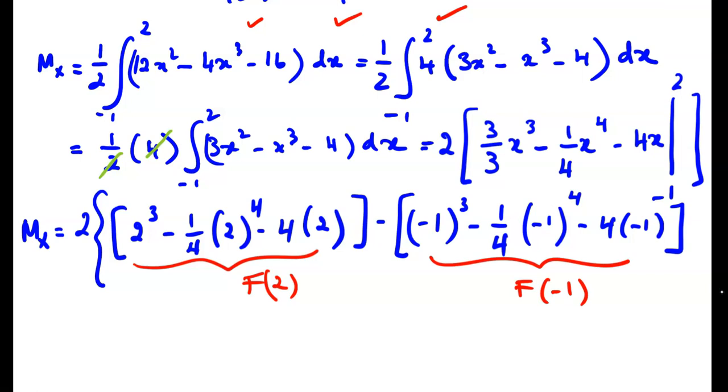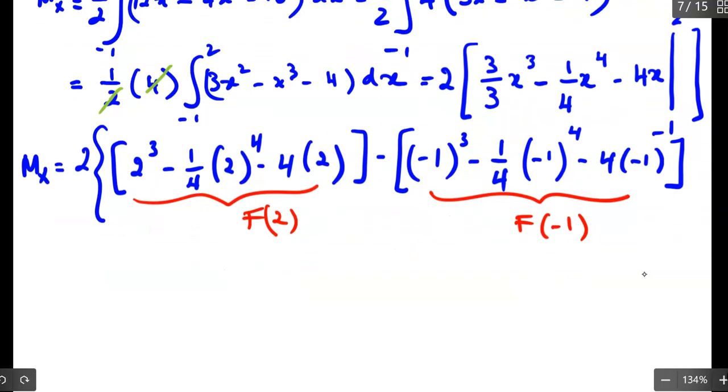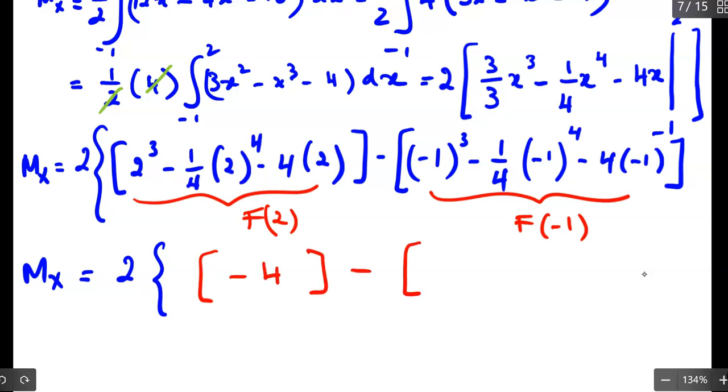So minus 1 cubed, that, minus 1 to the exponent 4, 4 minus 1, and M(x) is equal to 2. And this part here is in fact equal to minus 4. And this part here is in fact equal to 11 over 4. Okay, I will let you use your calculator and figure this out.